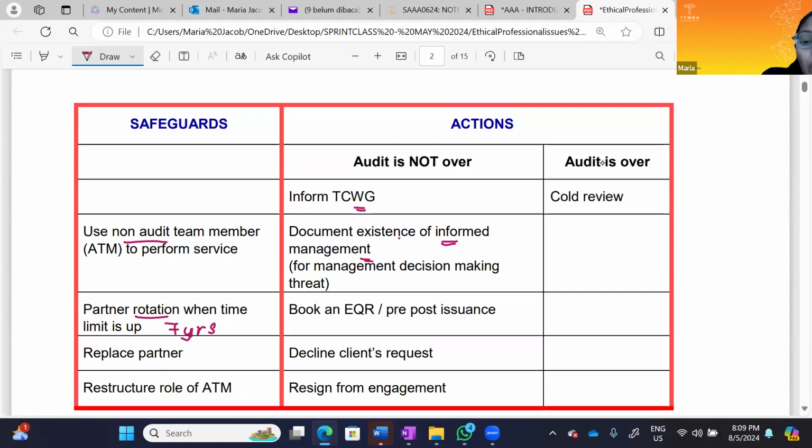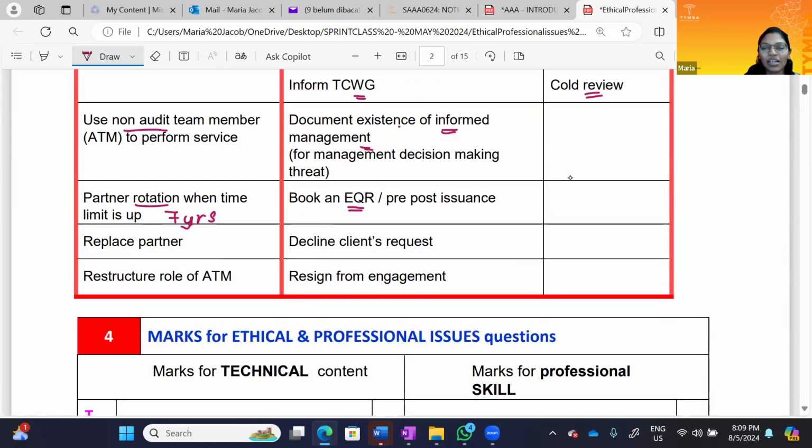Now, you can book an engagement quality reviewer. You have a pre or post issuance review. You can decline the client's request. You can resign from the engagement. All these actions only apply if the audit is not over. But if the audit is over already, you can't do any of this. You are only left with a cold review. So make sure when you are reading the case study, you identify whether the audit is already over or not yet signed off. Make sure you look at those things.